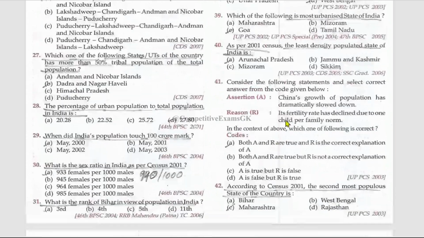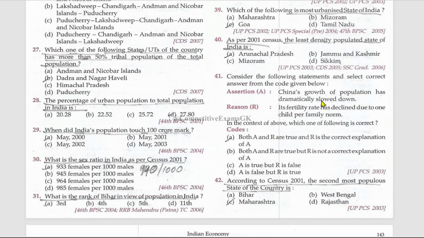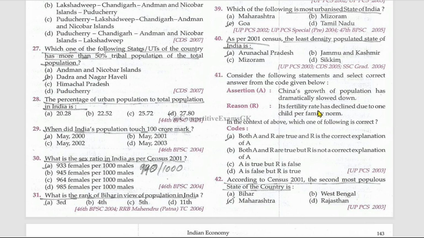Assertion and reason. China's growth of population has dramatically slowed down. True. Its fertility rate has declined due to the one child per family policy. True. The reason is the correct explanation of the assertion.